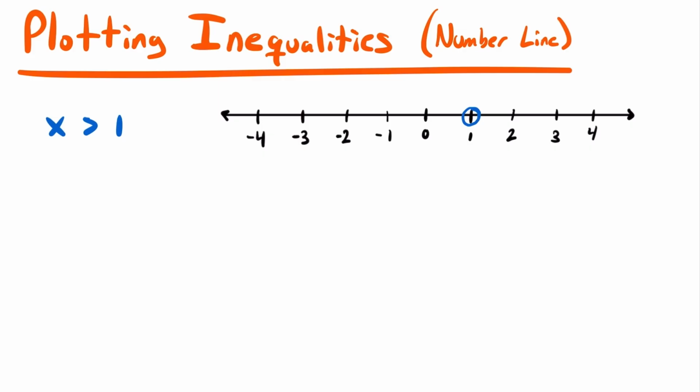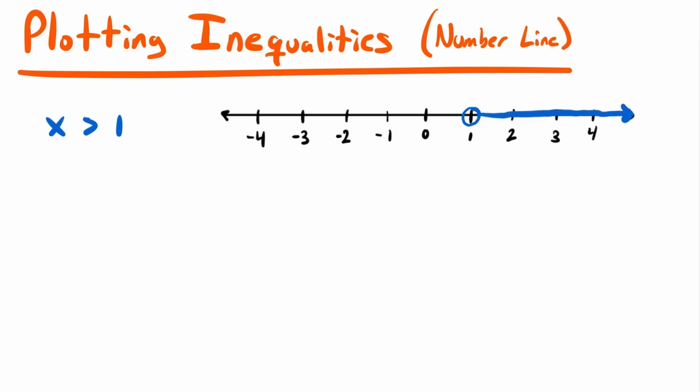And then from that point, you just want to draw an arrow in the direction of the other values that would be included in the solution set. So in this case, all of the values to the right. And so I'll draw my arrow like that, and that would be it. That would be how you would plot this inequality on a number line.